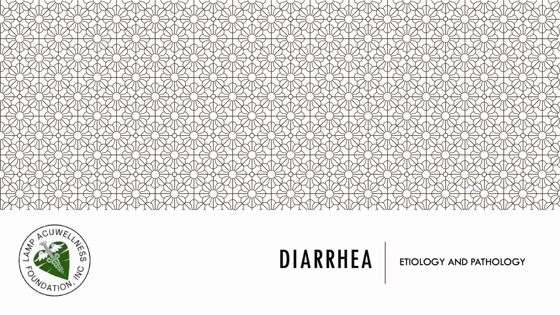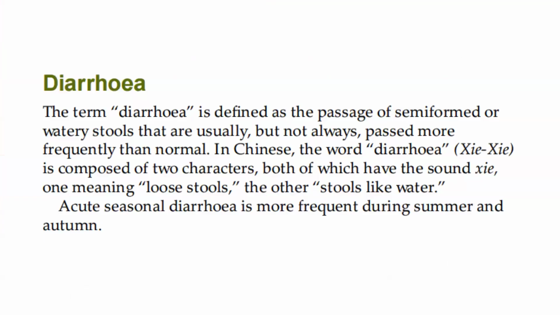Let's talk about etiology and pathology of diarrhea. The term diarrhea is defined as the passage of semi-formed or watery stools that are usually, but not always, passed more frequently than normal. In Chinese, the word diarrhea is composed of two characters, both of which have the sound xie, one meaning loose stools, the other stools like water.